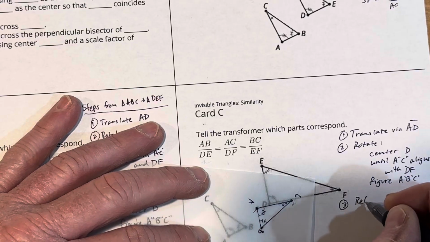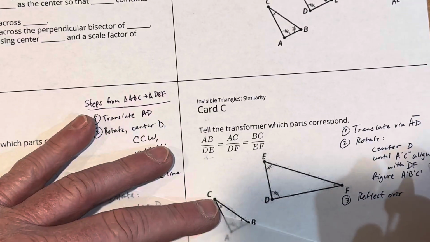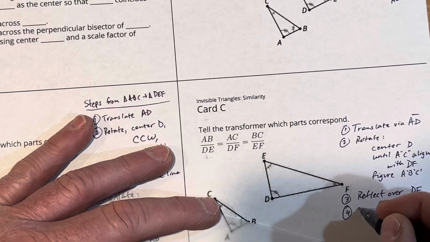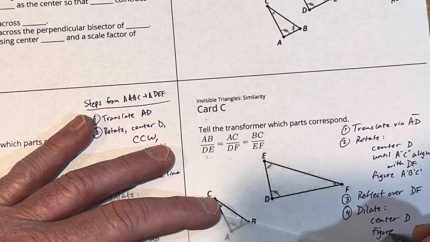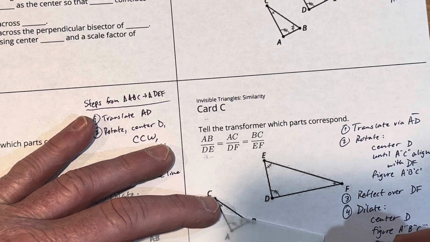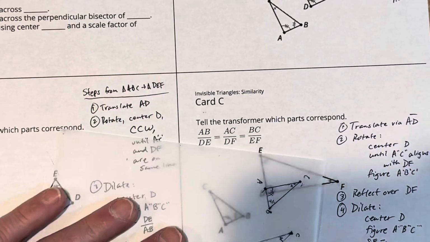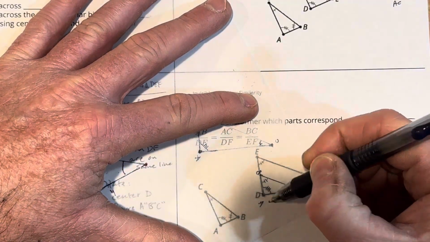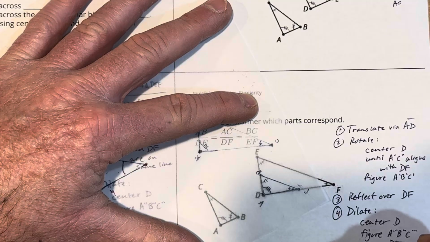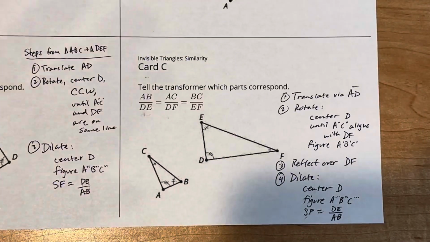3, we're reflecting over DF. And lastly, we are dilating center D, figure A triple prime B triple prime C triple prime, and the scale factor equals, so we are here. The scale factor, it's got to be bigger, so you go big over small. Scale factor is DE divided by AB. Oof, tough problem. All right. So you got to figure out 3 times how to get from ABC to DEF.